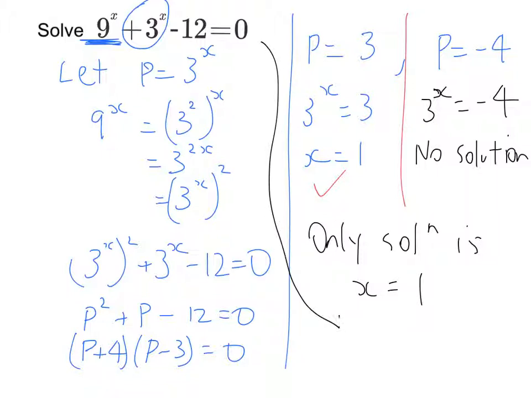We could go back up here and check this, couldn't we? Let's just see. If I've got 9 to the 1 plus 3 to the 1 minus 12 equals 0. Well, that's 9 plus 3 is 12, minus 12. That's all good. So that's in fact our solution. If we went and put negative 4 in there, that's not going to work for us. It's going to give us a false solution. So that one doesn't actually work.